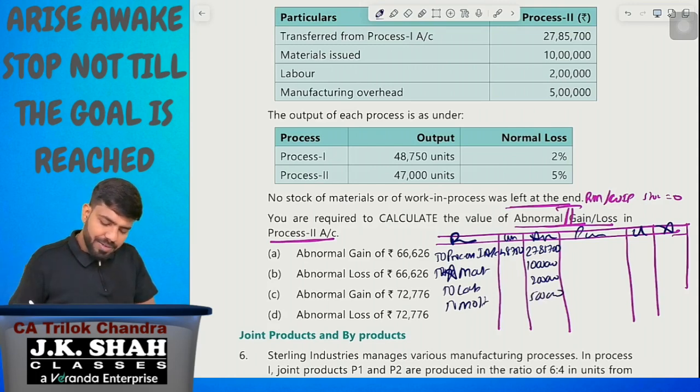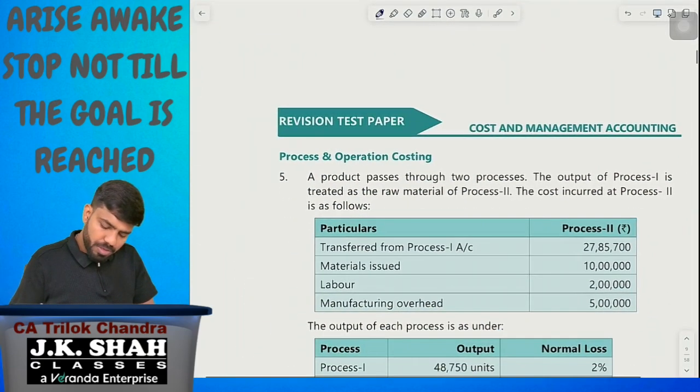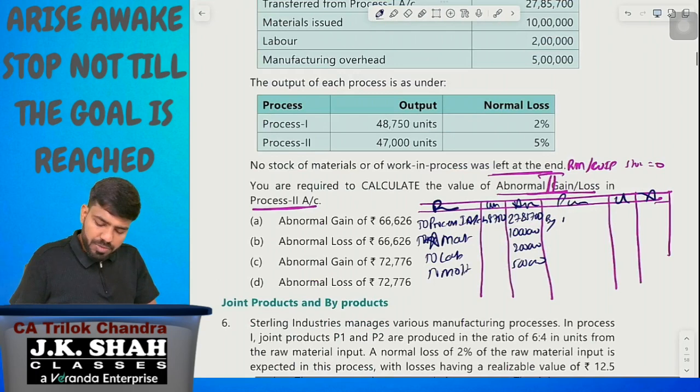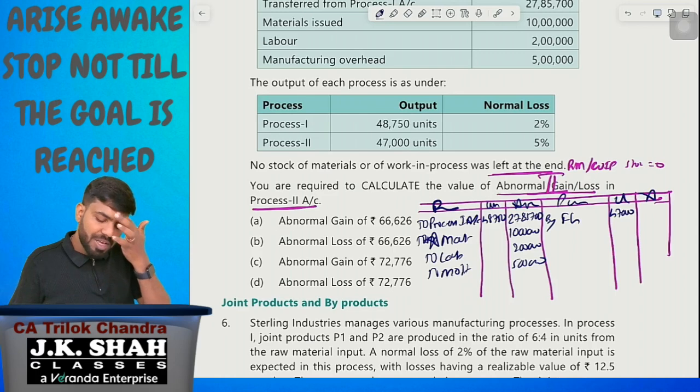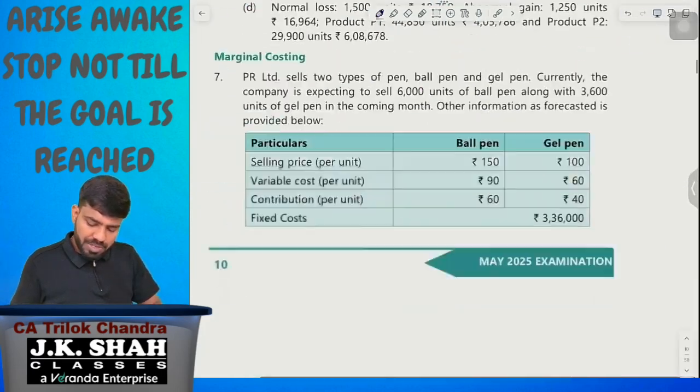When it comes to credit, how many units is the output? We don't know, but there are only two processes, so we'll write by finished goods 47,000. Now we need to account for the normal loss. How much is the normal loss? 5%. In the absence of information, that 5% will be applied on the input. So 48,750 into 5% equals 2,437.5.